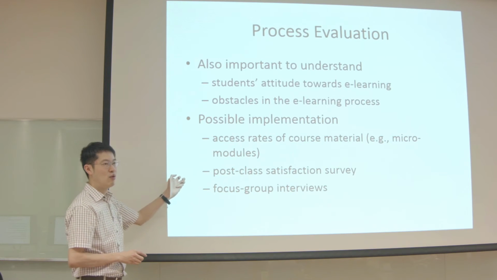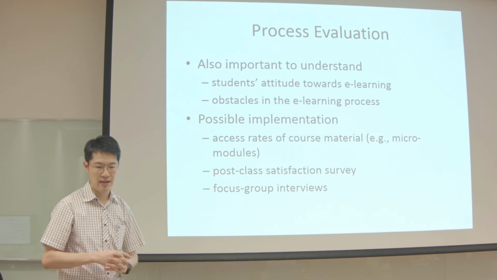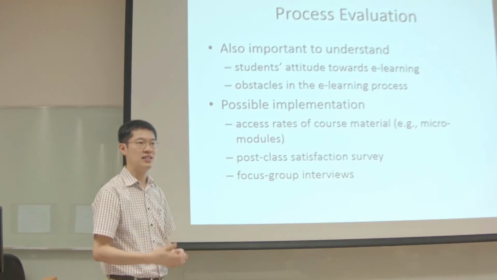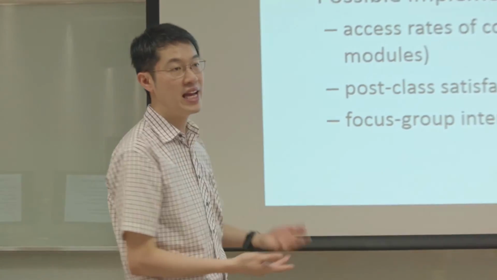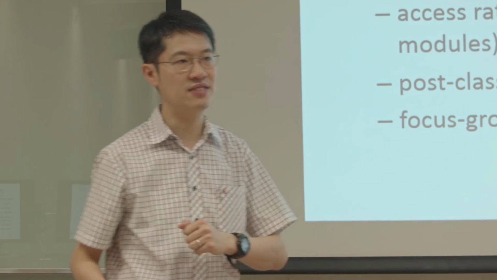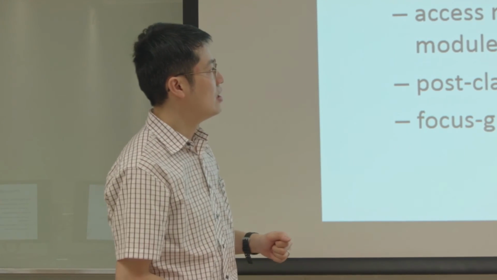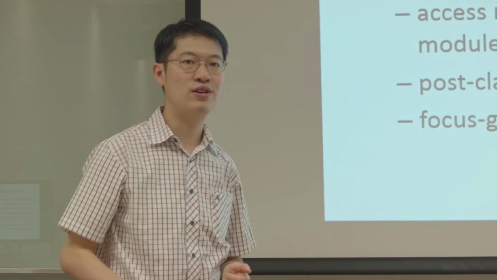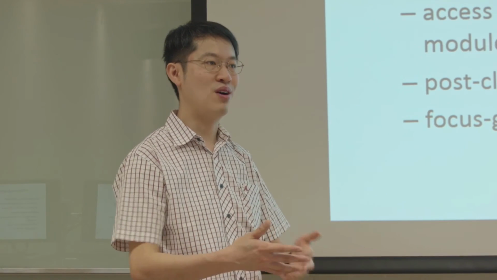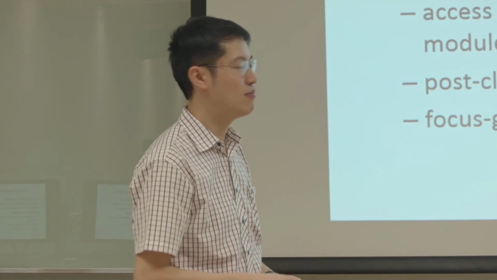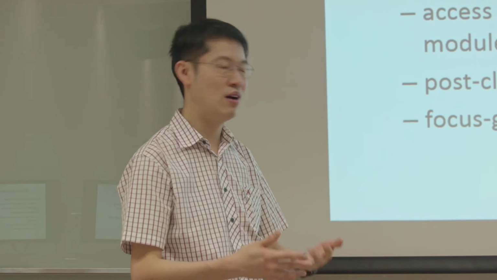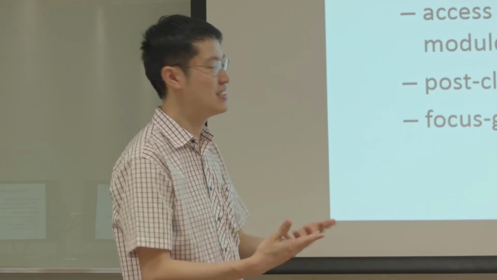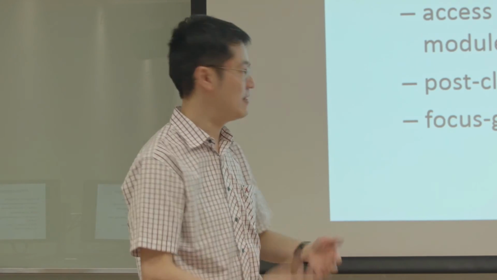For this one, when I read through the material, I saw that mostly this is quite qualitative. This is basically done by surveying, like the post-class satisfaction survey. Or, for example, access rates of course material. If you use Blackboard, you can track how many times they download it or read it. Well, only how many times they download it. You don't know whether they read it, but at least you know how many times they access it.